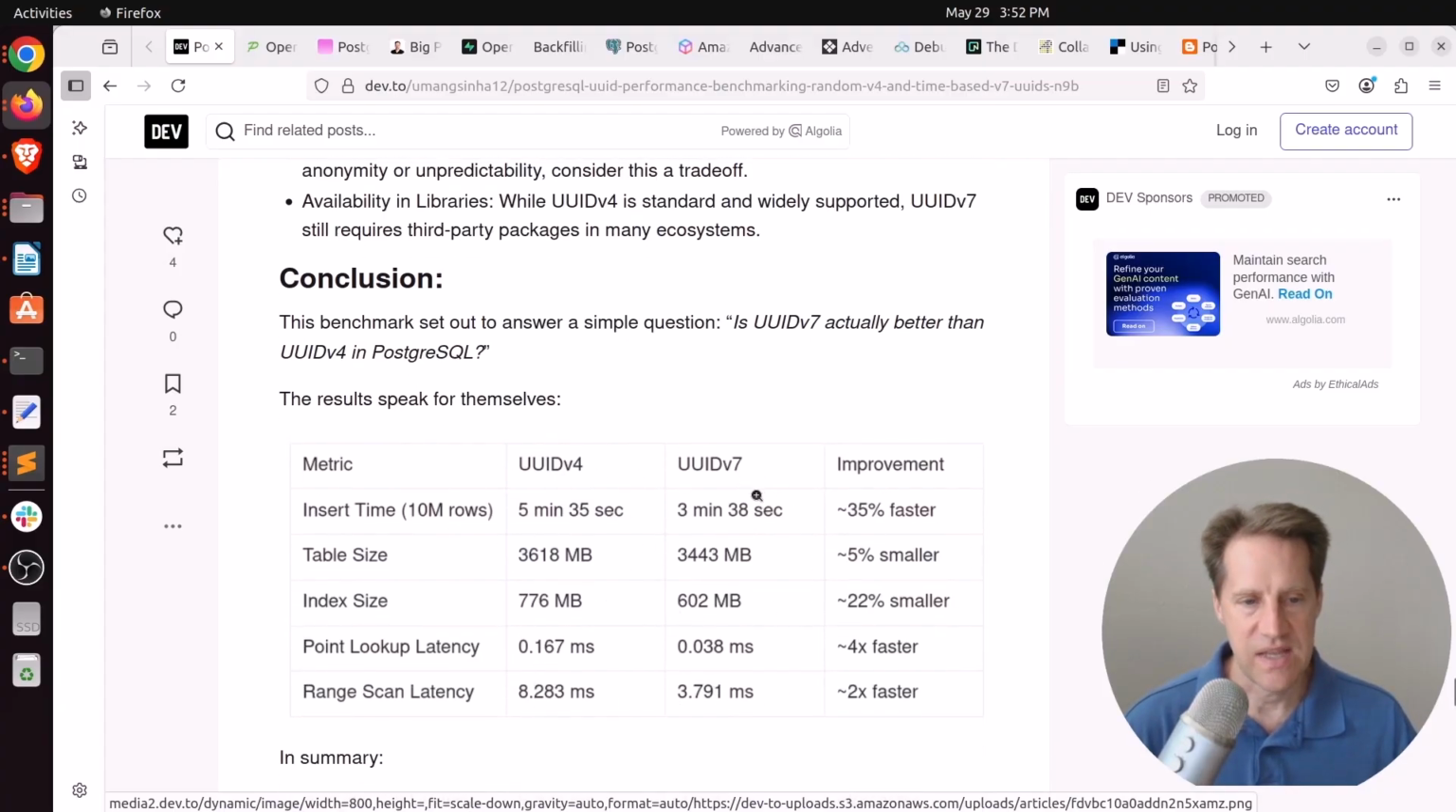So it has the set of conclusions down here. In terms of version 7, the insert time was 35% faster, the table size was 5% smaller, index size 22% smaller, point lookup latency was 4 times faster, and the range scan latency was 2 times faster.